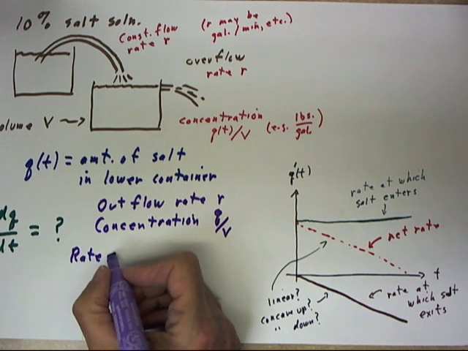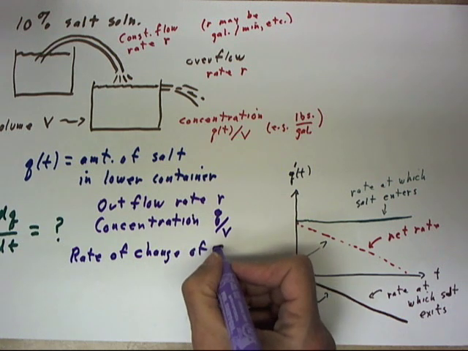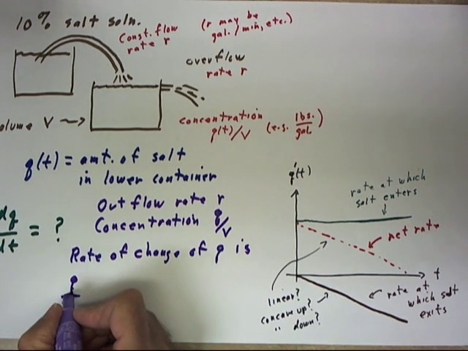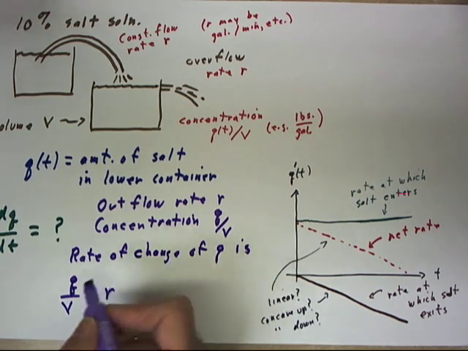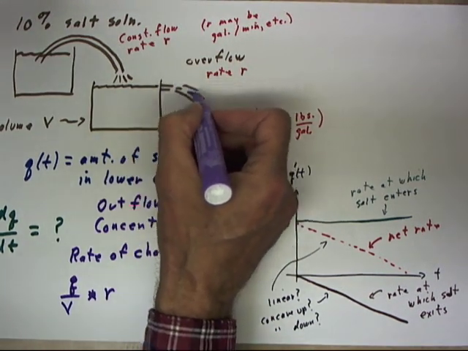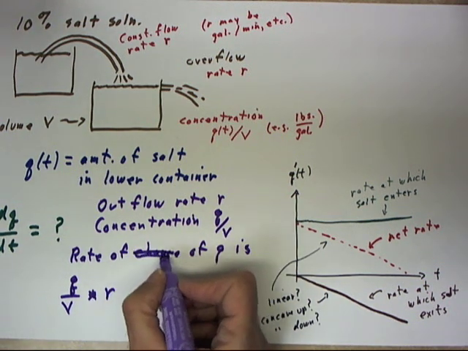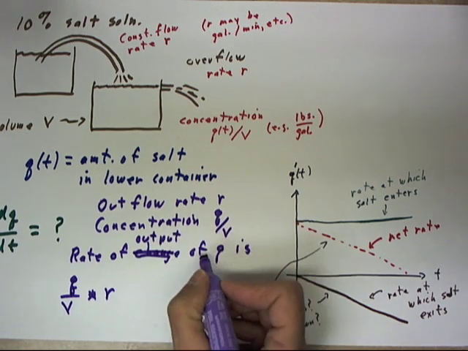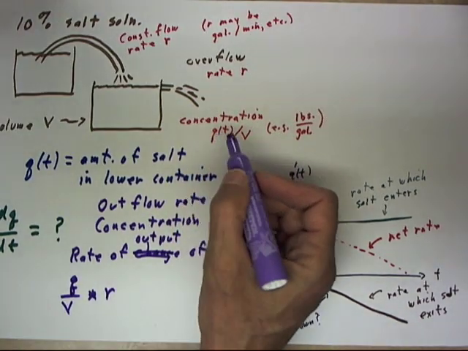So the rate of change of Q is Q over V, the concentration, for example in pounds per gallon, multiplied by R, which is the rate at which water is flowing out here. And when I say rate of change of Q, I mean, let's call it output of Q, the amount of salt that's actually flowing out through the overflow.